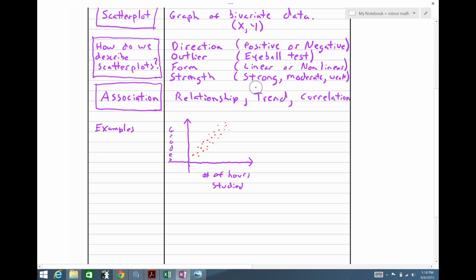Lastly, strength. Well, is this strong, moderate, or weak? Right now, you might not be clear about what these words mean. We will look at enough examples and you will get an idea, but we might call this relatively strong. That is, if you drew one line through the middle, you can see that our points are fairly close to that line. There's not a great deal of spread about some line drawn through them. Okay.